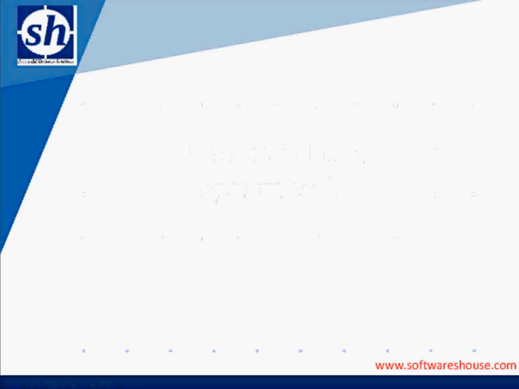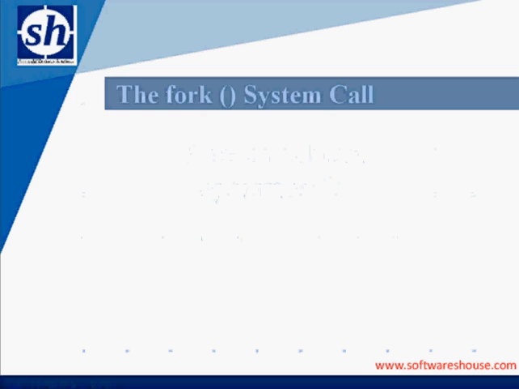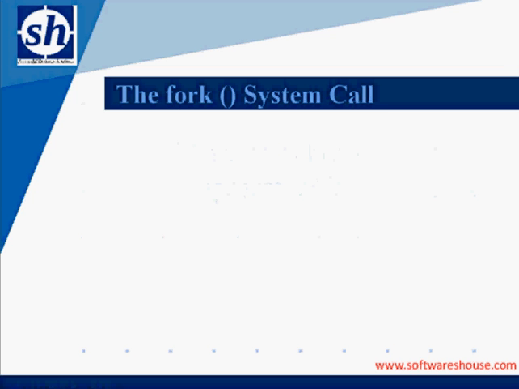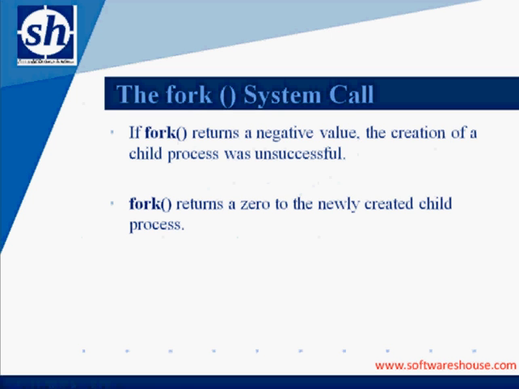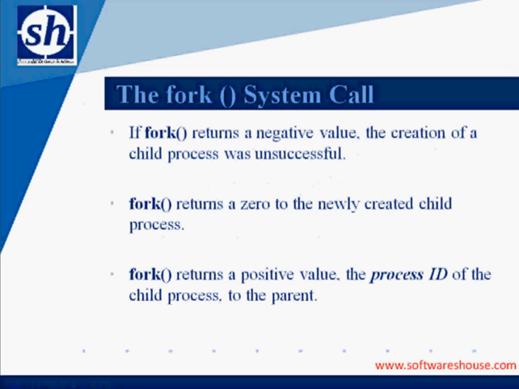The fork system call. System call fork is used to create a process. It takes no arguments and returns a process ID. The purpose of fork is to create a new process, which becomes the child process of the caller.